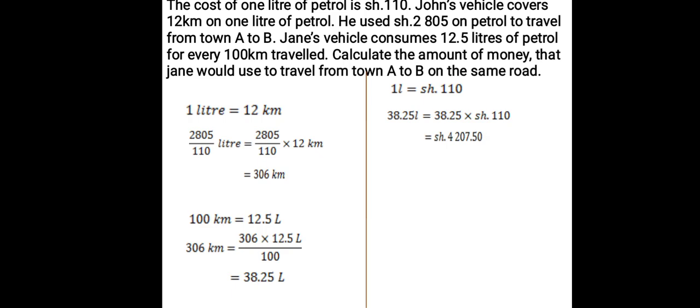But now, if 1 liter costs 110 shillings and Jane consumed 38.25 liters, it will be 38.25 liters multiplied by 110 to get the amount that Jane spent on petrol, which is 4,207 shillings and 50 cents.